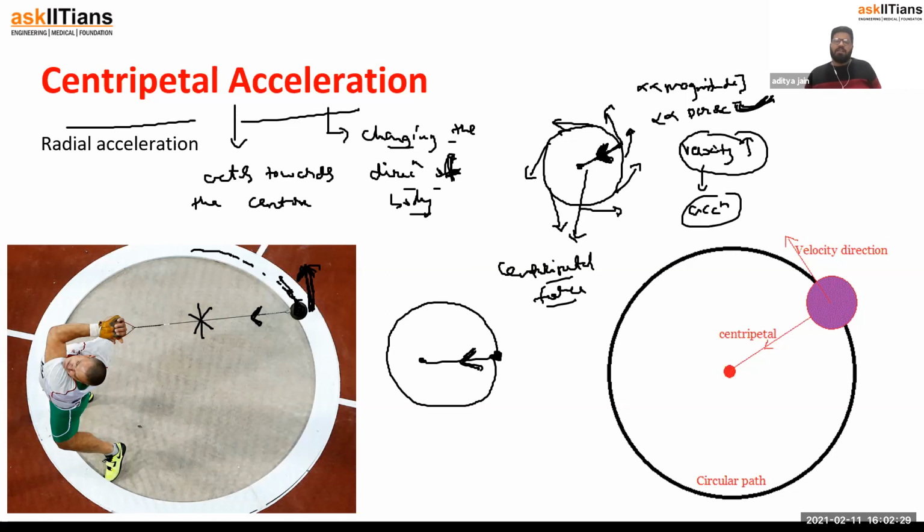This centripetal acceleration is that acceleration which acts towards the center and which is responsible for changing the direction of any body. It is also known as radial acceleration, because the direction is radial. When I say inward, or towards the center, it is known as the radial direction. That's why centripetal acceleration is also known as radial acceleration. As you can see in this diagram, it acts towards the center, and the velocity at any point of the circular motion is tangential to the circle.